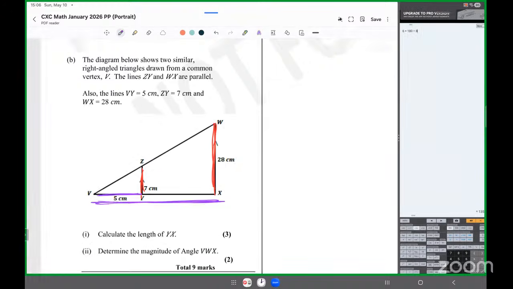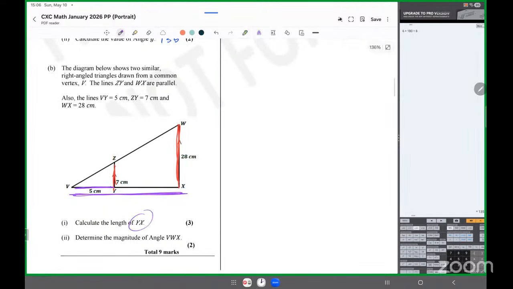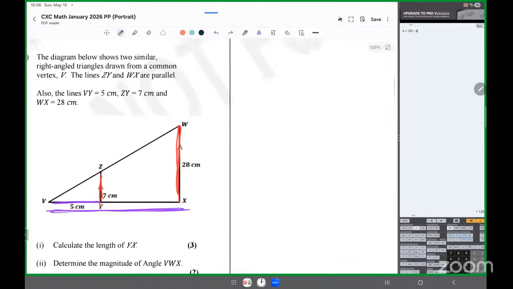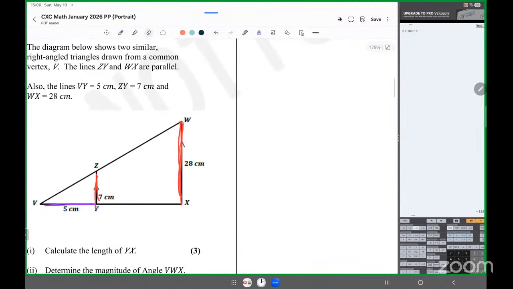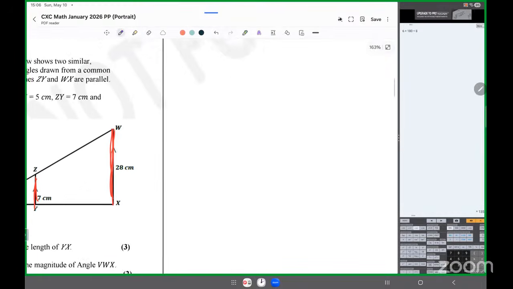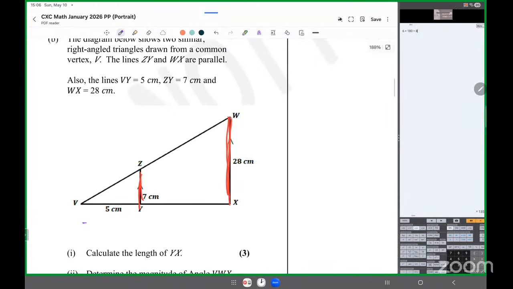All right? So they want us to calculate the length of YX. That is right here. YX. Now watch this. You see this base on the big one? The base on the big one out here is really 5 plus this length that they want, the YX. See that? 5 plus YX. So we're going to use that the ratio of corresponding sides are equal.